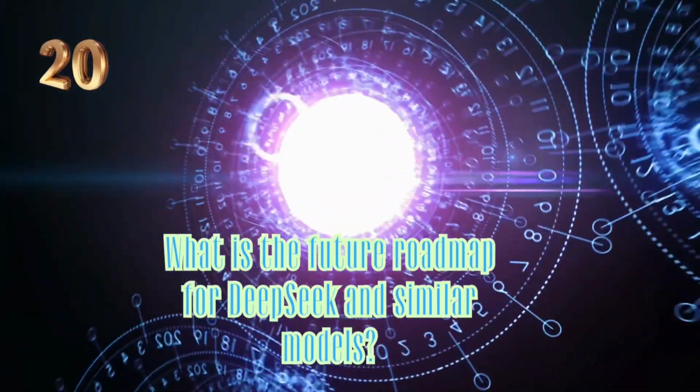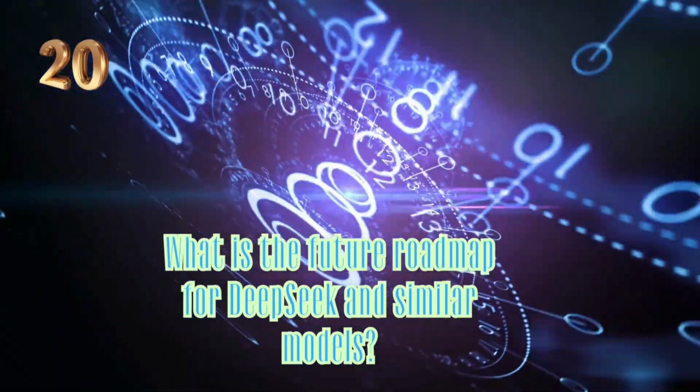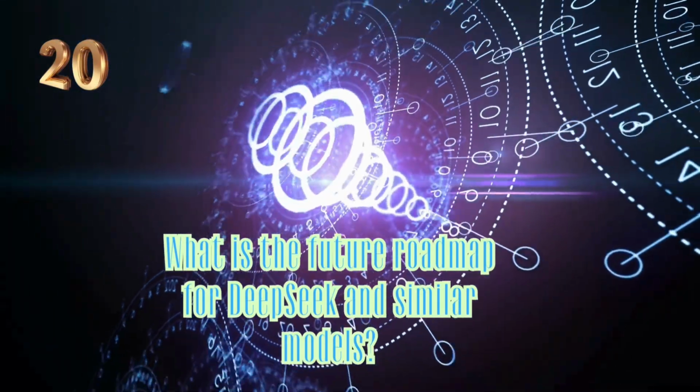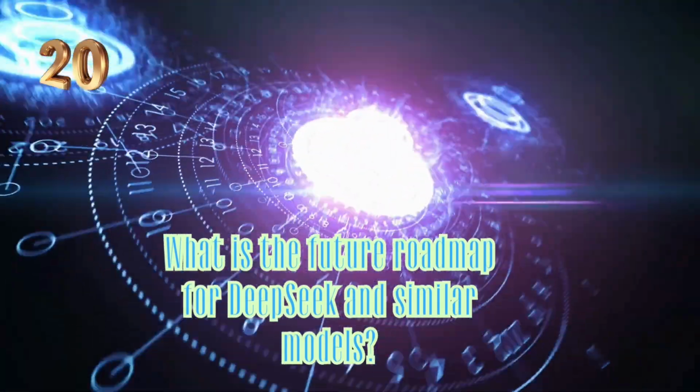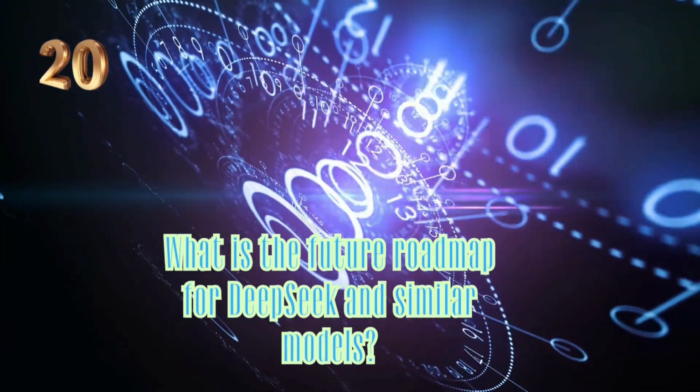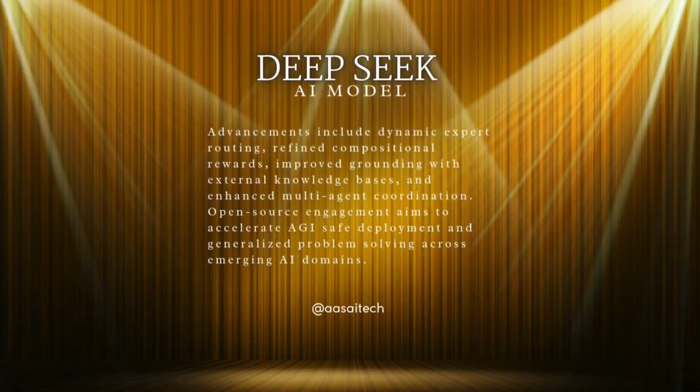Finally, what does the future hold for DeepSeek and the broader family of similar models? Future directions include adaptive expert routing, richer reward compositions, multimodal and multi-agent reasoning expansions, and broader integration into real-world pipelines. Open-source collaboration will accelerate advances in alignment, safety, and general problem-solving capabilities toward practical, safe AGI.